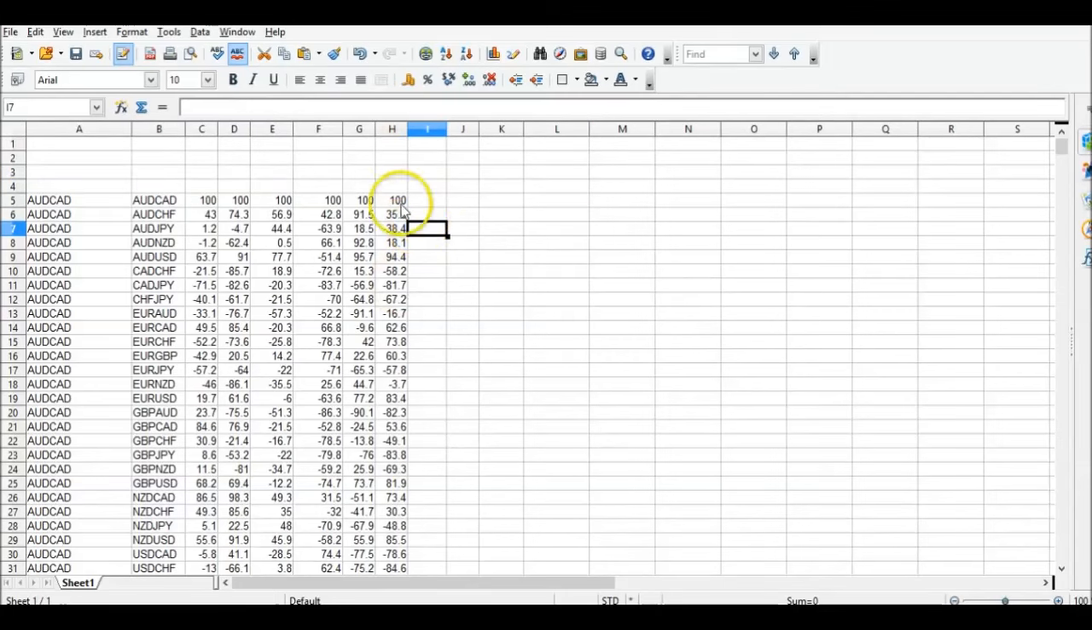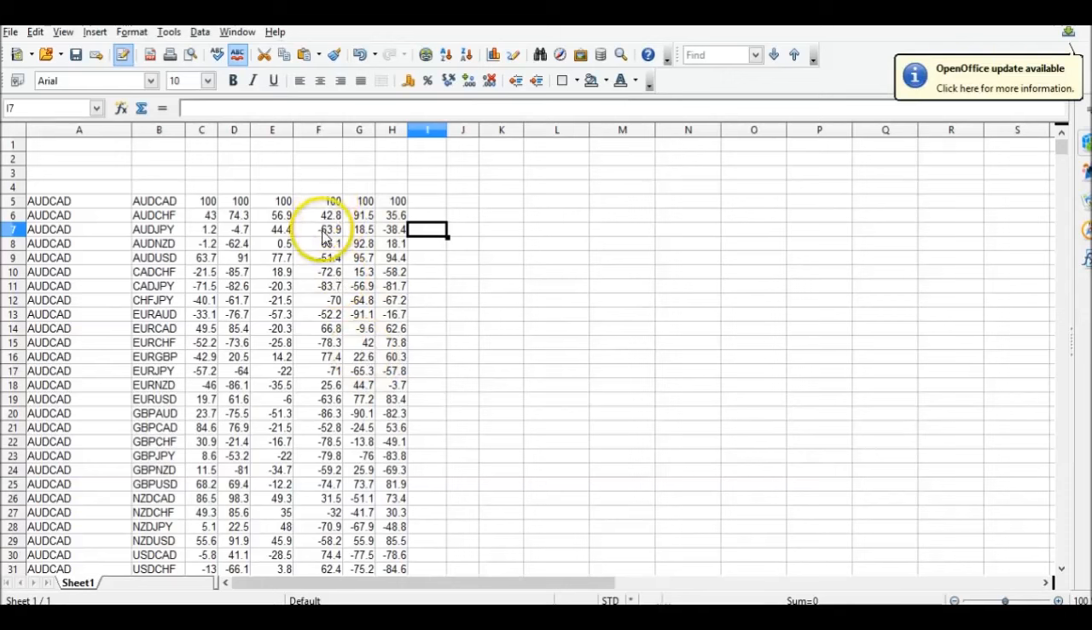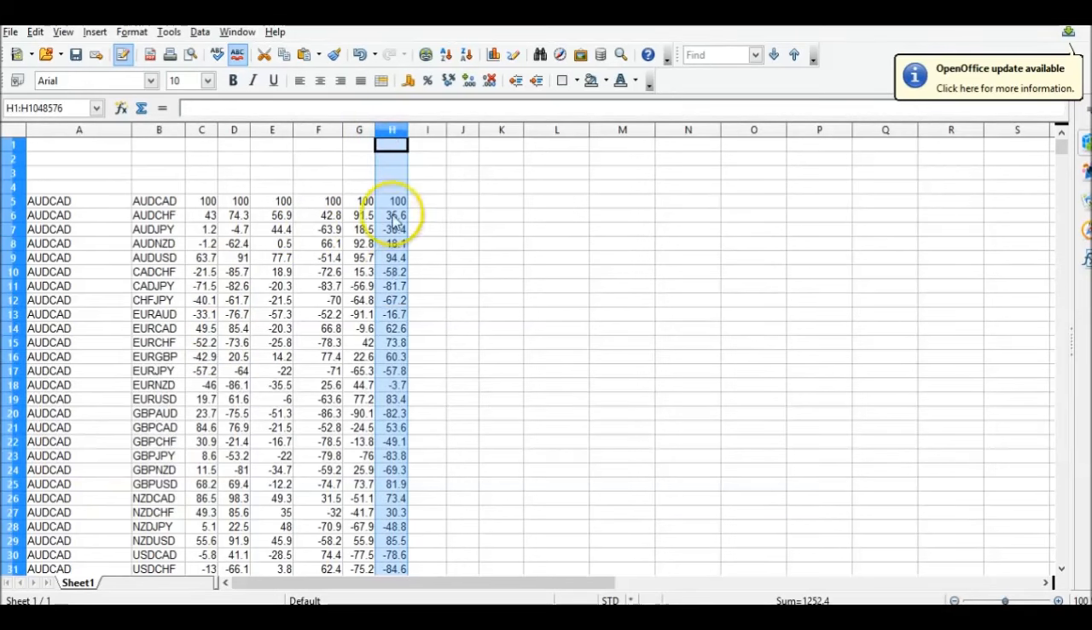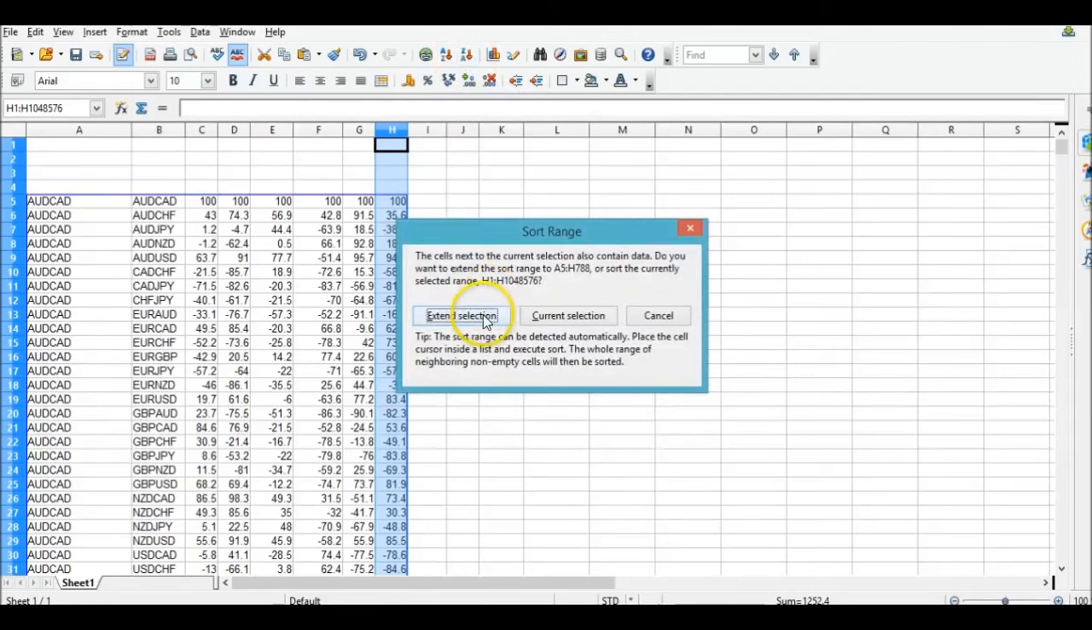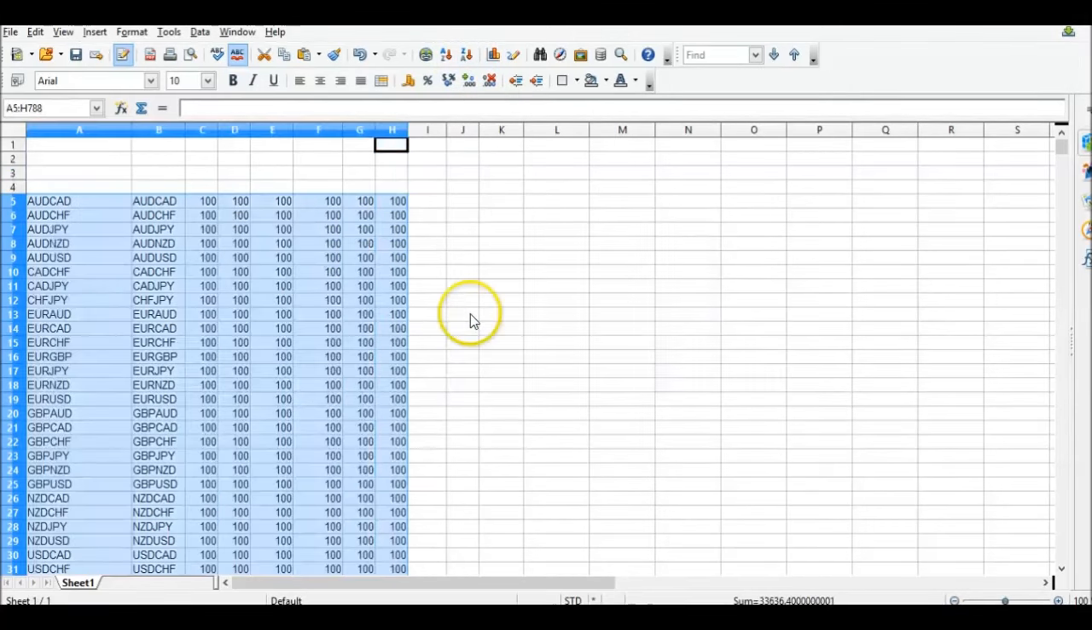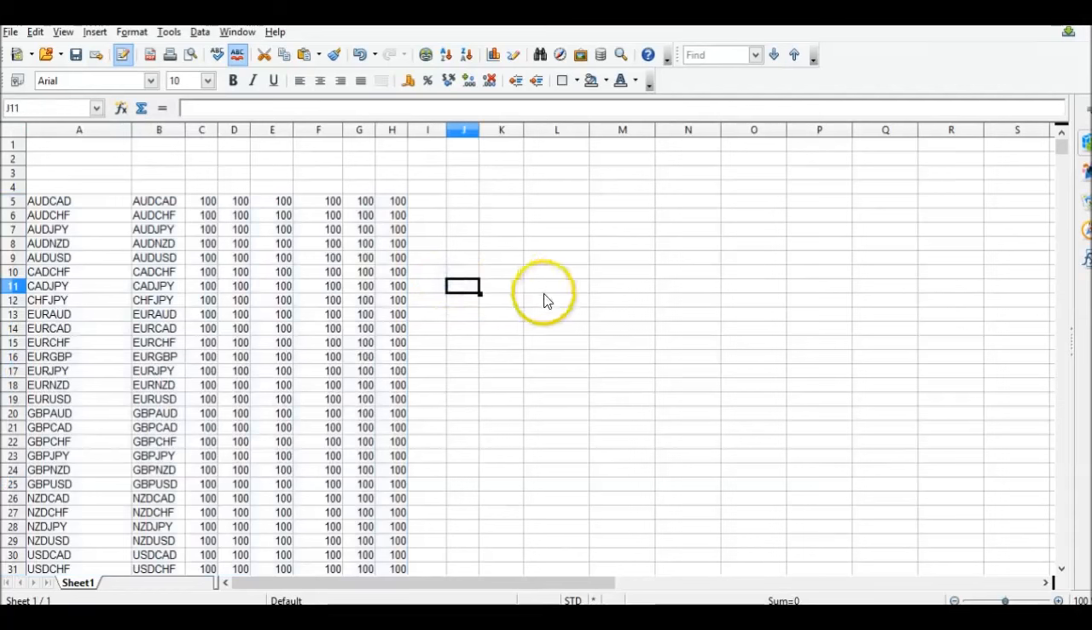Okay, I know that this column is the weekly column, this is the daily, this is the hourly, this is the 15-minute, this is the 5-minute, and this is the 1-minute. What I'm going to do is click on H, or the last column, click on Sort Descending, Extend Selection, and it will give me all the pairs that are correlated.